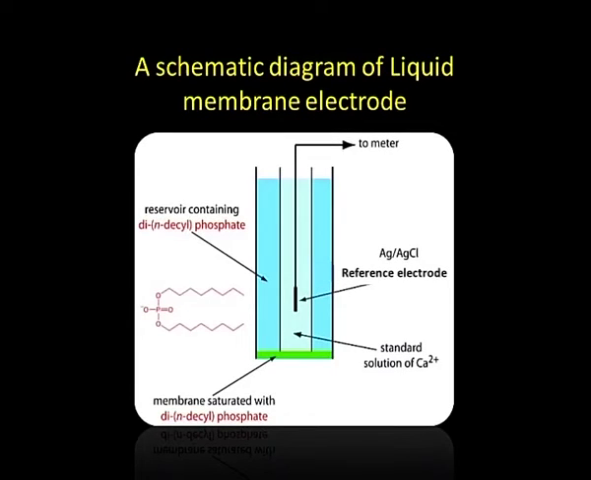Here, this is a simple representation of a liquid membrane electrode. Here you can see this is a glass vessel at the bottom of which a membrane saturated with di-N-decyl phosphate is bound. The inner tube possesses a saturated solution of calcium ions, whereas the outer solution possesses di-N-decyl phosphate, and you can see the internal wire possesses a silver chloride reference electrode.